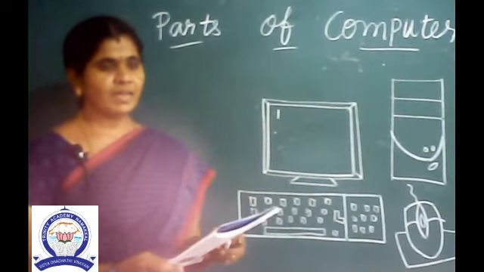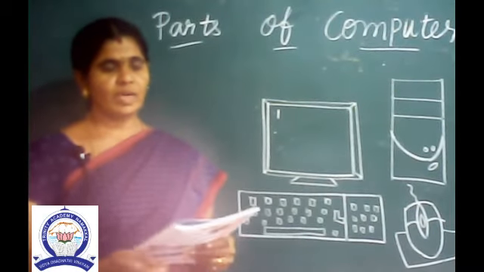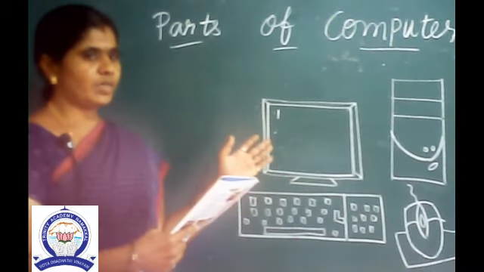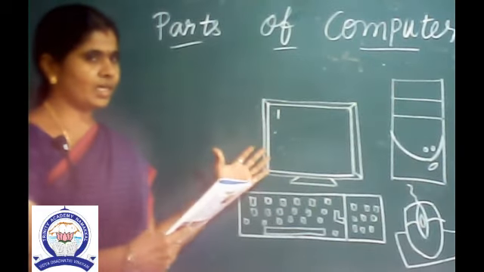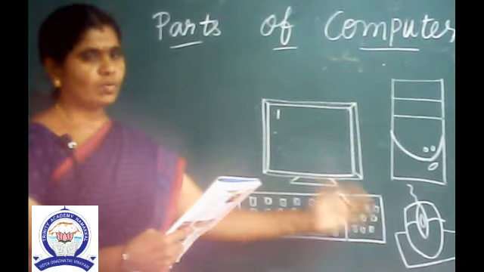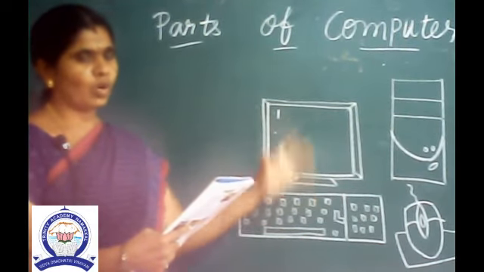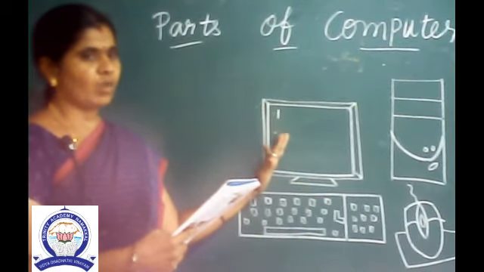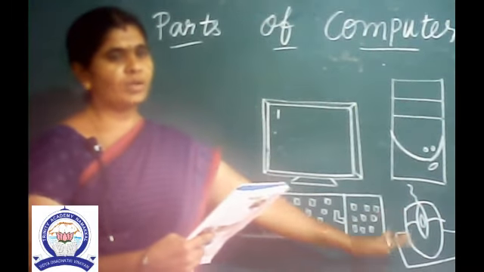In this chapter we will discuss the parts of a computer. Okay, see the board. I draw a picture. You know what is the name of this picture? Yes, computer. Monitor, CPU, keyboard, mouse. These all are called computer. All together we can say computer, but separately we can say this is the monitor, CPU, keyboard and mouse.